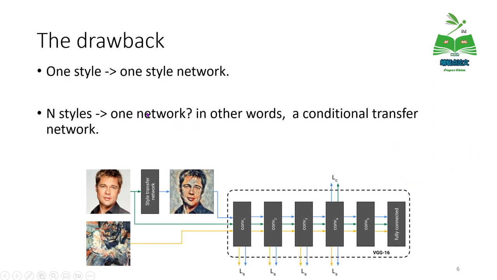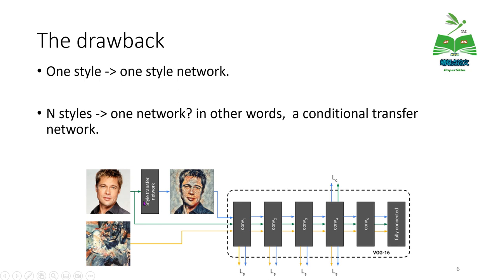Okay, so the drawbacks: for every style, they need to train a style network. So if we have n styles, it needs to train n networks. A straightforward question is: can we train n styles in one network to reduce n to one, right? Or in other words, can we train a conditional transfer network?